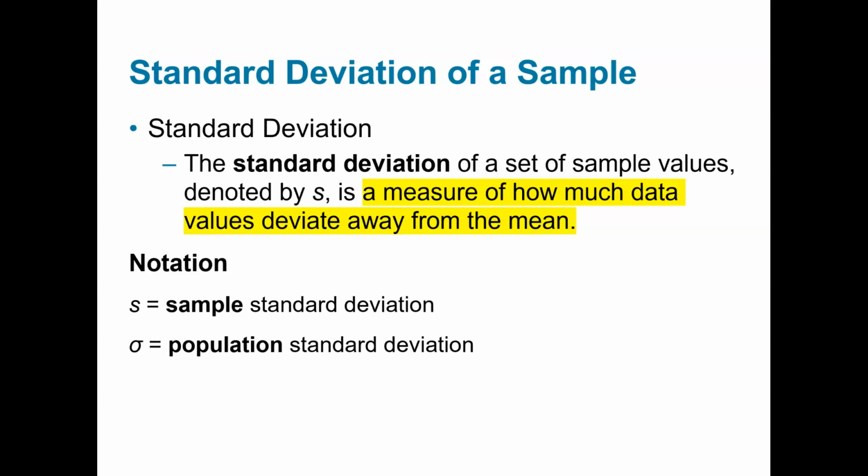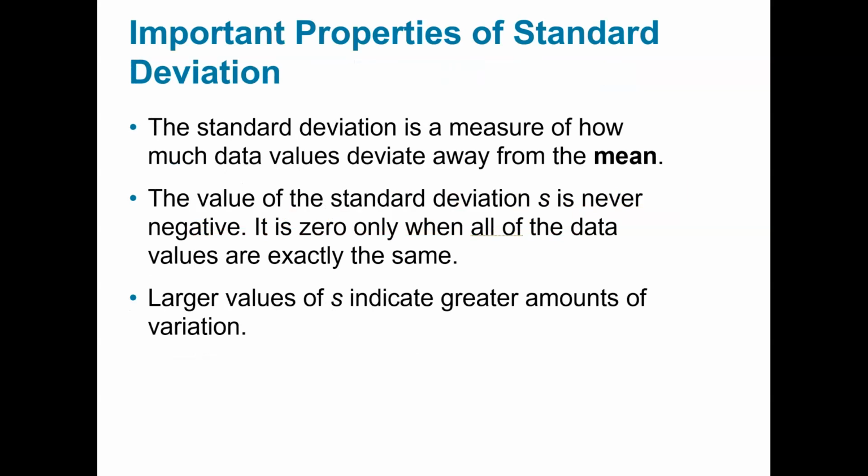Now, something that may be new to you is the standard deviation of a sample. The standard deviation measures how much data values deviate away from the mean, so differ or move away from the mean. So we're going to use lowercase s for sample and lowercase sigma for population. Remember, Greek for population, English for sample. So what's important about this? It's a measure of how far the data is away from the mean.